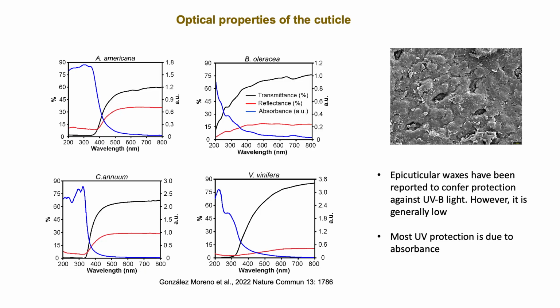What we see within the UV region is a very high absorbance. What that means is that the cuticle is able to absorb UV light, and that is the main mechanism of photoprotection that we are seeing at the cuticle level. Of course, transmittance, that means the light that goes through the cuticle and enters the cells, is usually very high within the visible light, which makes sense since plants need to carry out photosynthesis.